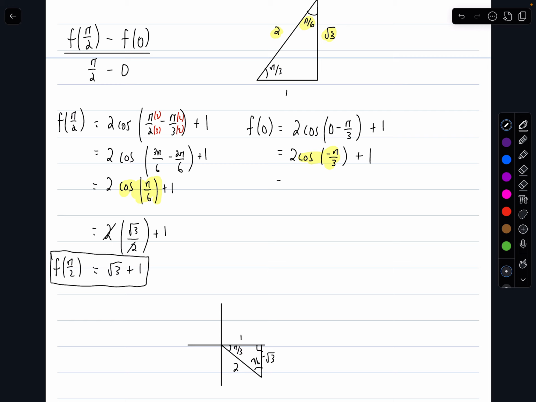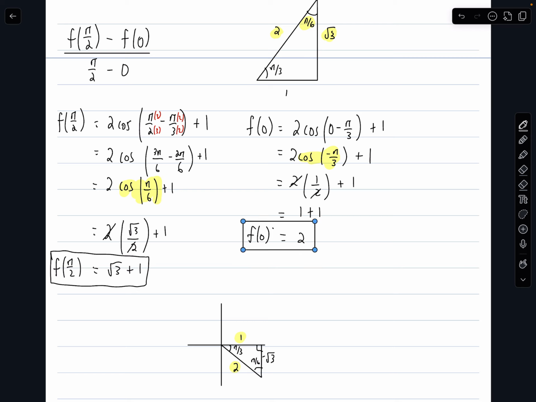So adjacent over hypotenuse. So this would be adjacent, this would be hypotenuse. So we got 2 times a half, because 1 over 2, adjacent over hypotenuse, plus 1. The 2's cancel, you get 1 plus 1, which is 2. So f at 0 is equal to 2. So remember, it's because we did it in this quadrant because it was cos negative pi over 3, which means that we're going clockwise from the terminal, the principal arm. Cool. So now let's put it together.